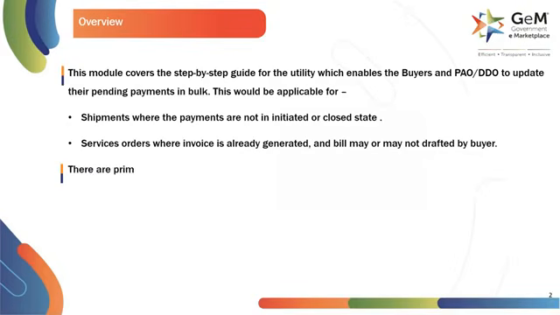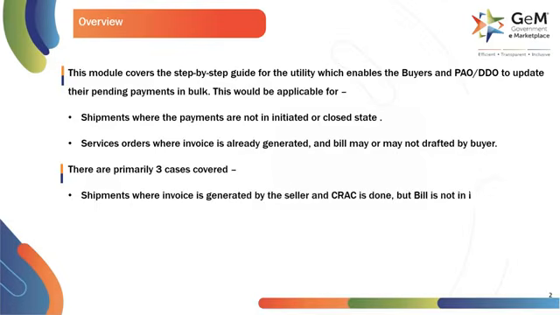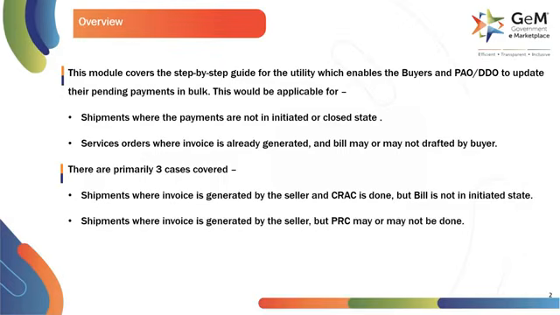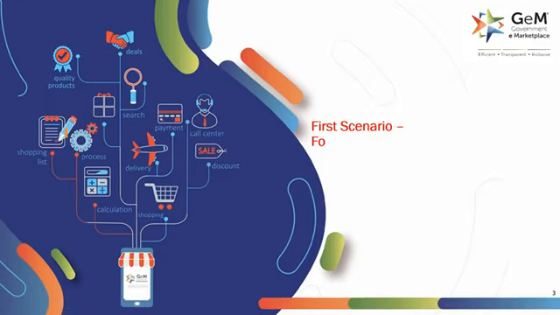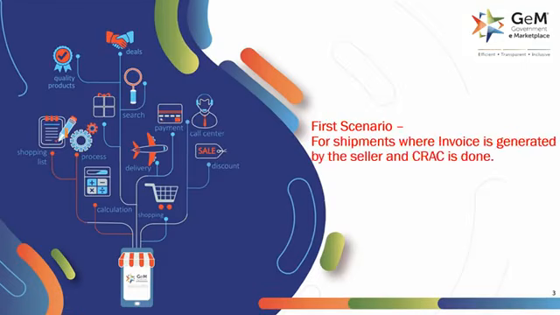There are primarily three cases covered: shipments where invoice is generated by the seller and CRAC is done, but bill is not in initiated state; shipments where invoice is generated by the seller, but PRC may or may not be done; shipments where no invoice is generated online by the seller on GeM. First scenario, for shipments where invoice is generated by the seller and CRAC is done.